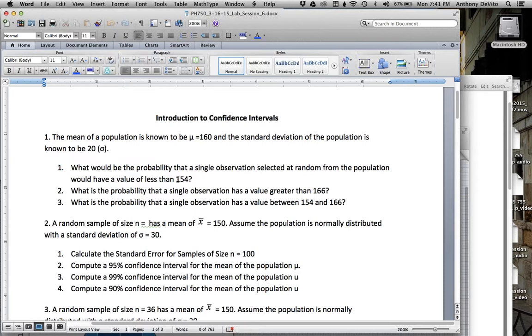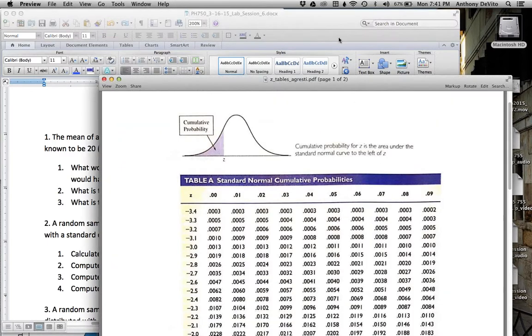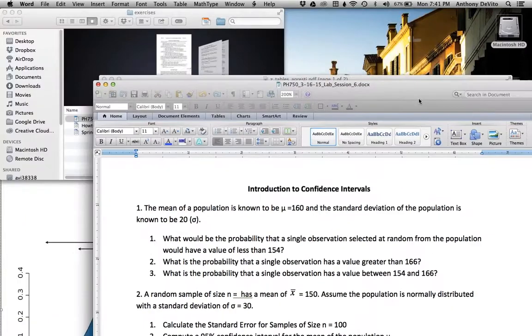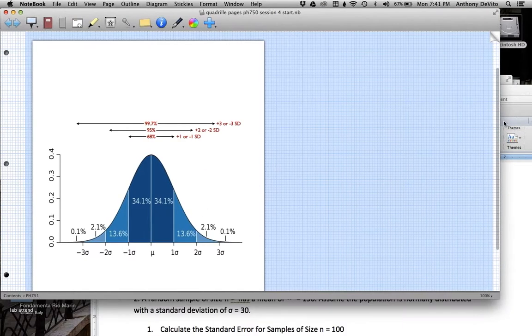Well, we're just working with the population, right? You guys remember how we would calculate the z-score for that individual that's 154? It'd be 154 minus 160, which would be negative 6, divided by 20, right? So the z-score would be negative 6 over 20. Yeah, it's on the negative side.